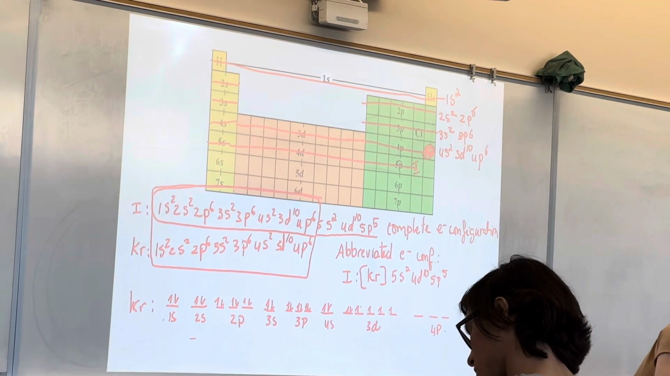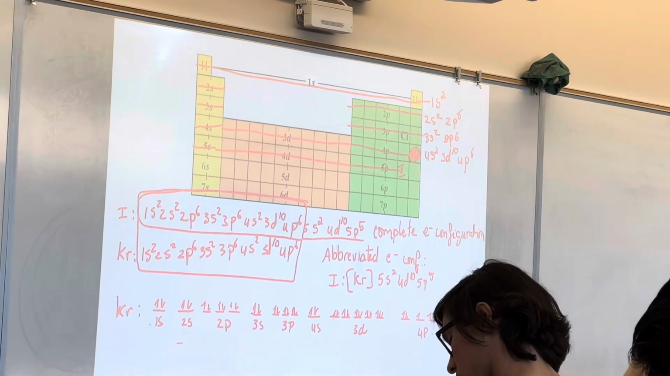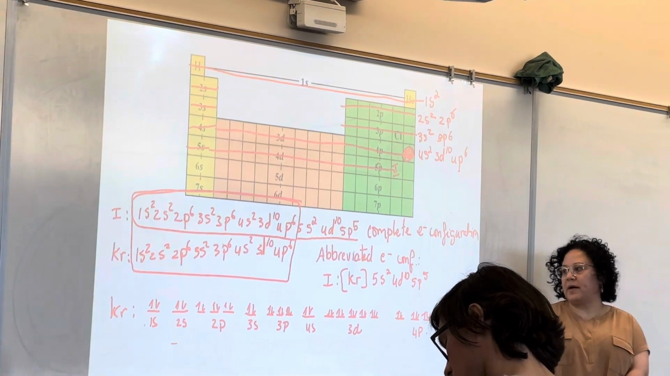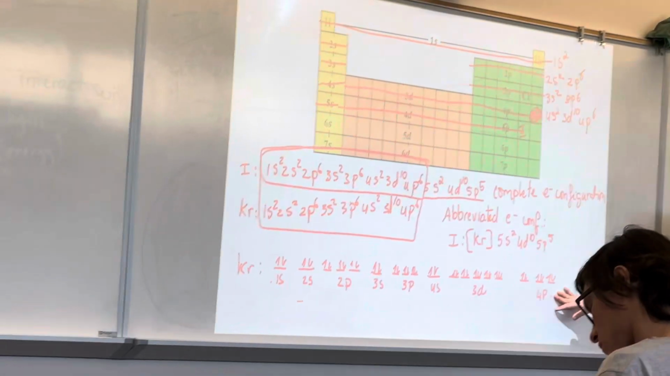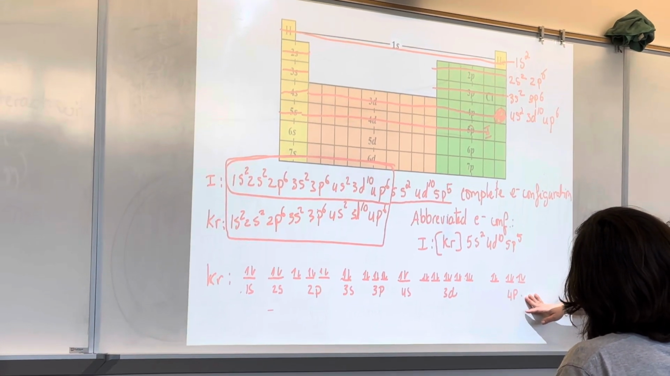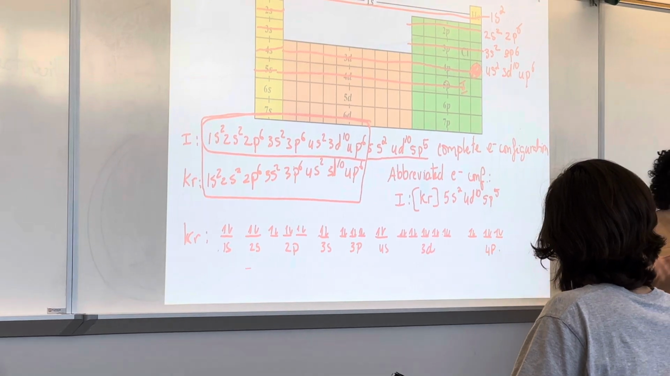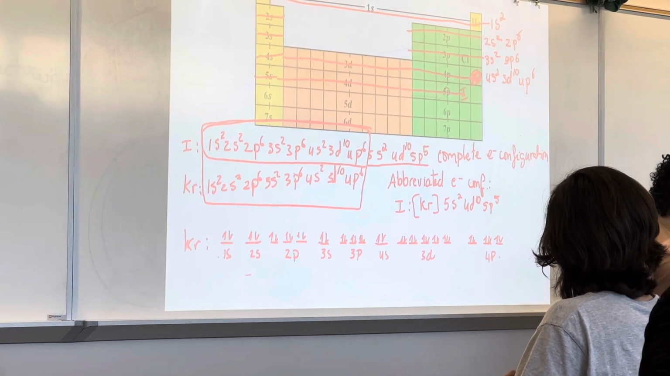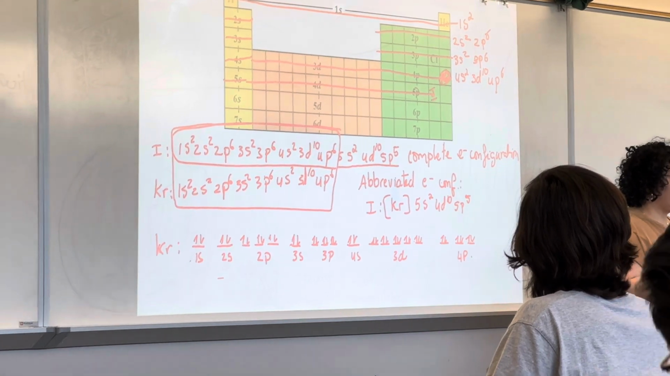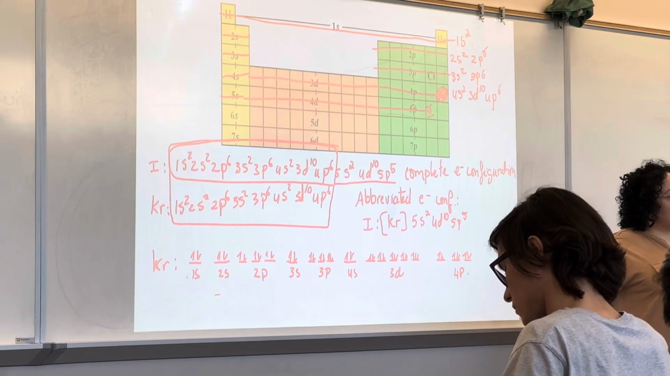I just want to show you something with this. Okay, so that's krypton. What do you notice about it? It's all complete. Every single orbital has the maximum amount of electrons that it can hold. And this is why krypton is the most stable element, because this is the lowest energy it can have.